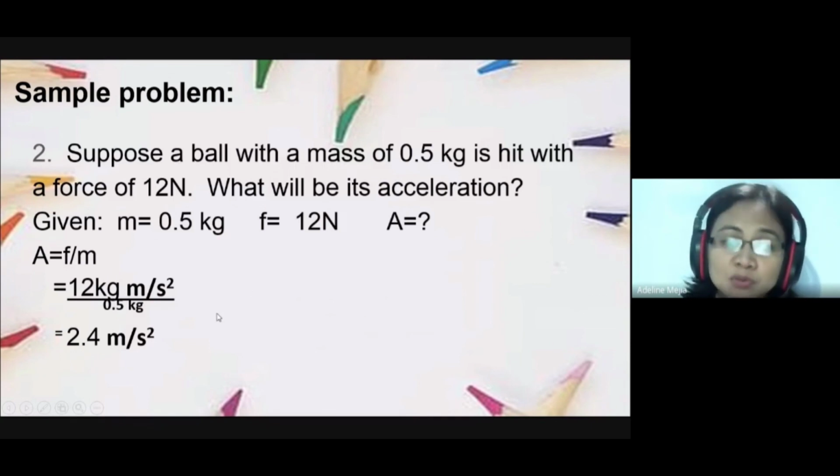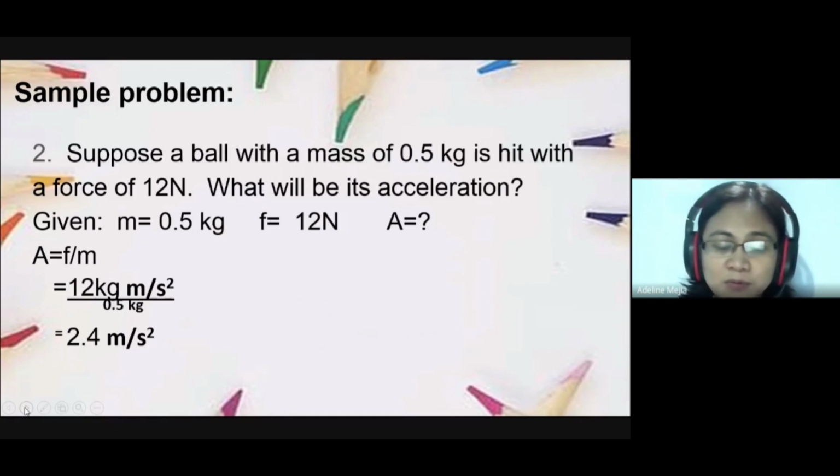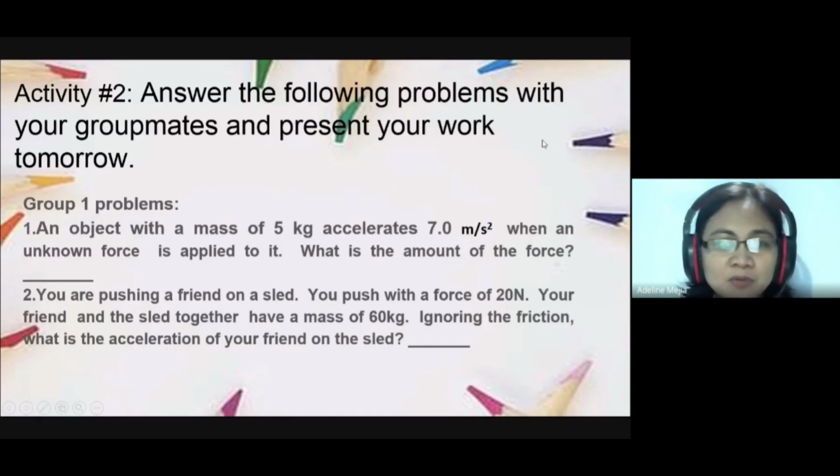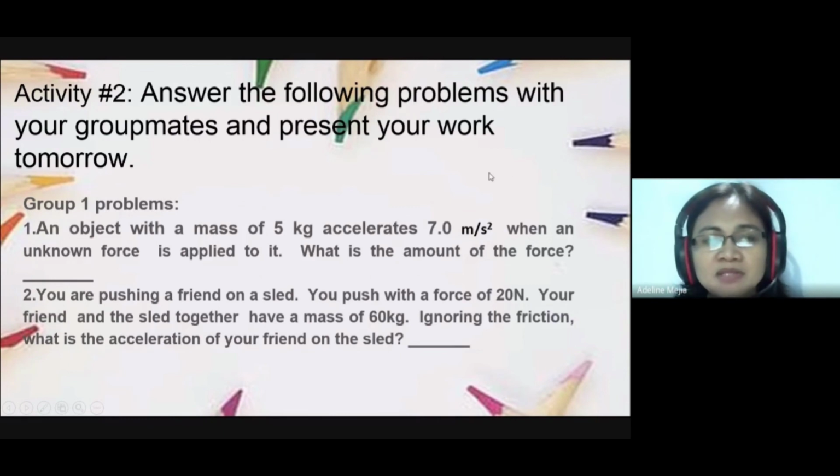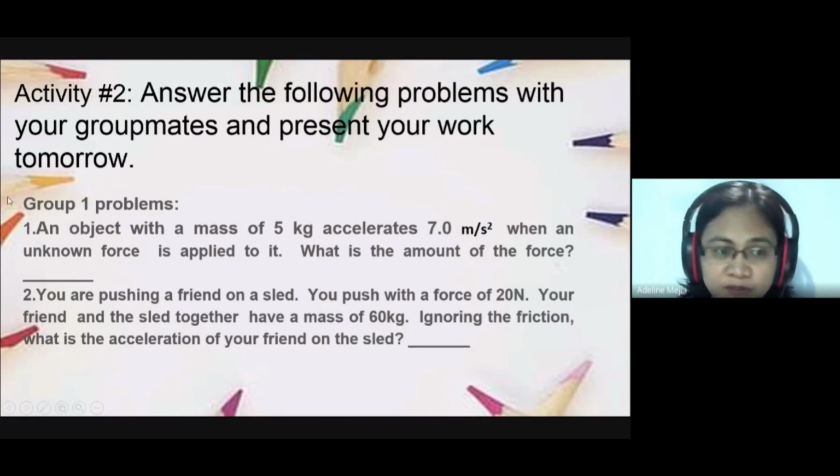Okay, for you to be able to practice solving problems related to the law of acceleration, you will answer the following problems with your group mates and present your work tomorrow. So you are divided into 4 groups. For group 1 problems, an object with a mass of 5 kilogram accelerates 7 meter per second squared when an unknown force is applied to it. What is the amount of the force? So you are looking for the force.